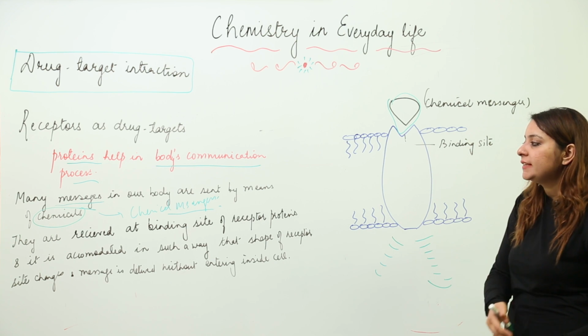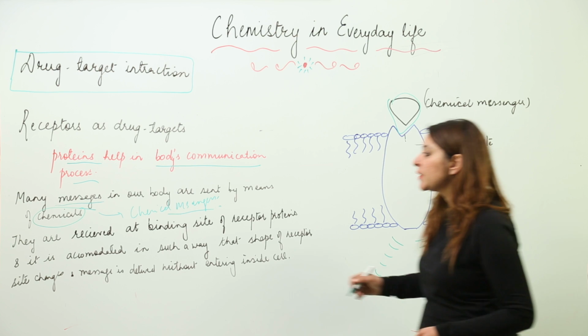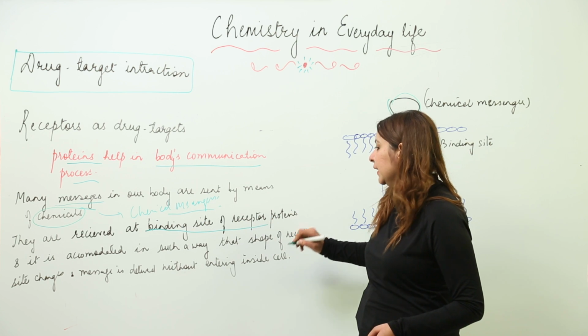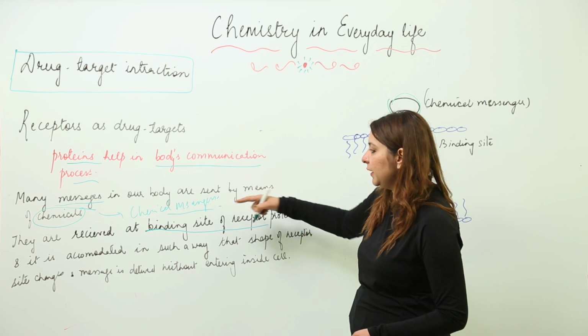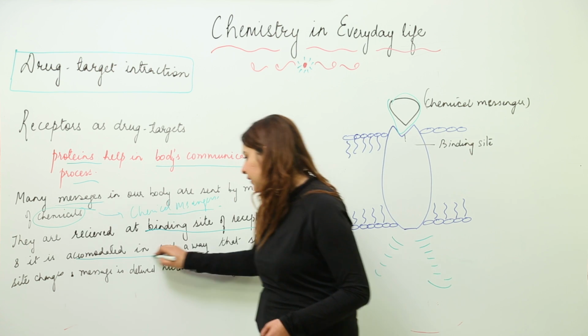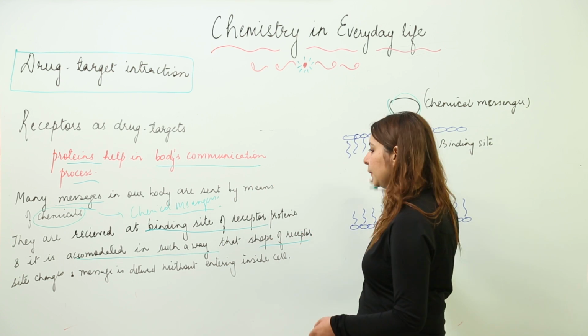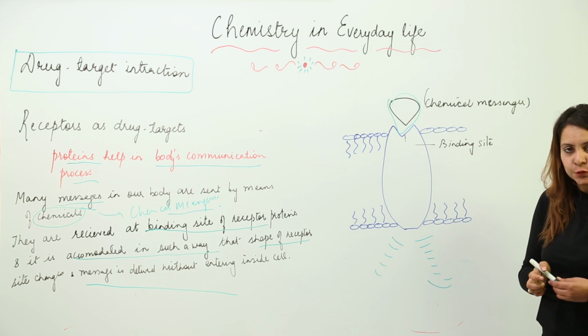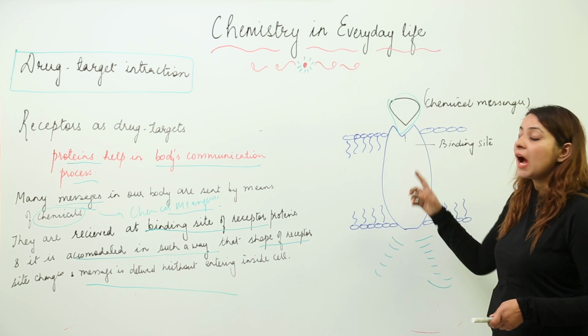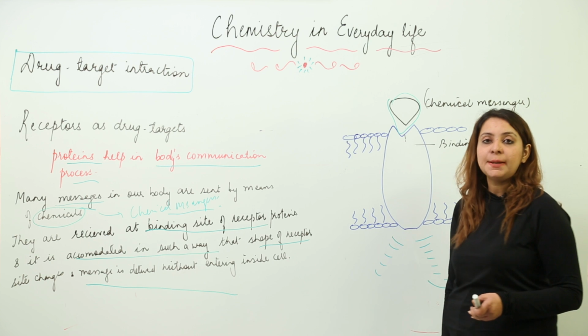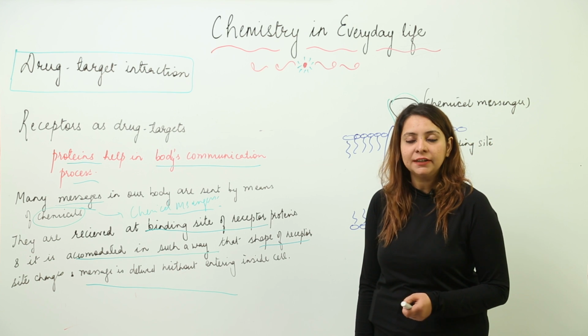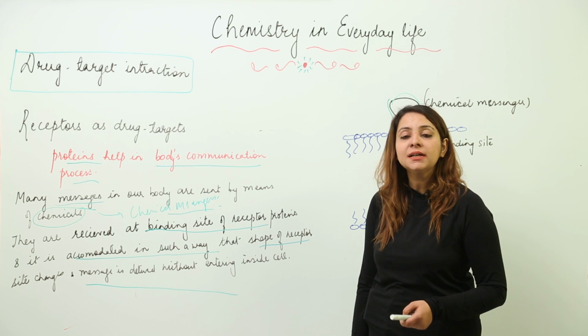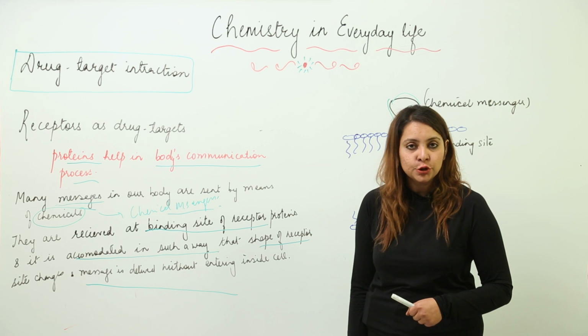So this is how receptors work in the body. How? They have a binding site, right? The chemical messengers bind in such a way that the shape of the receptor gets changed and the message is delivered inside the cell without entering. So now we are going to discuss how drugs inhibit the action of receptors. This is our concern, that we need to know how drugs actually inhibit the action of the receptors.